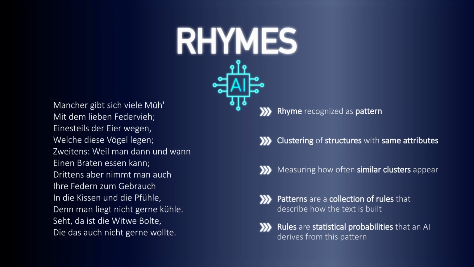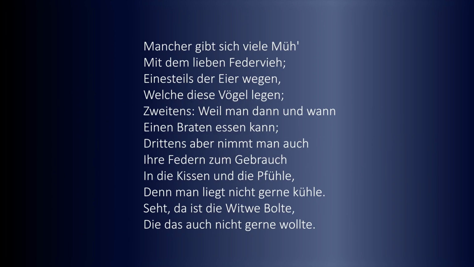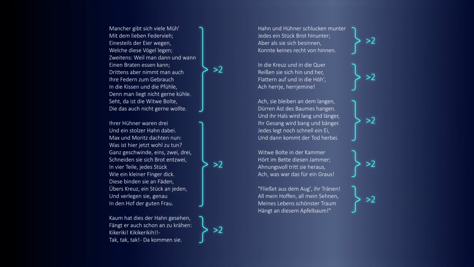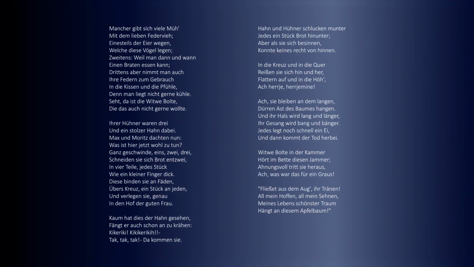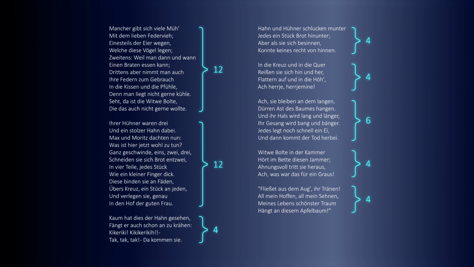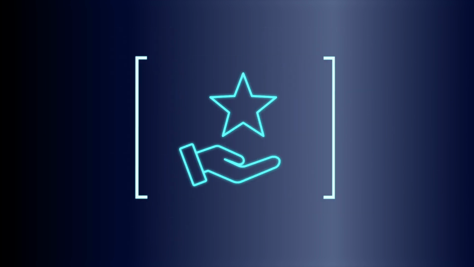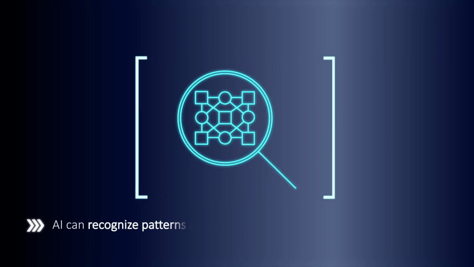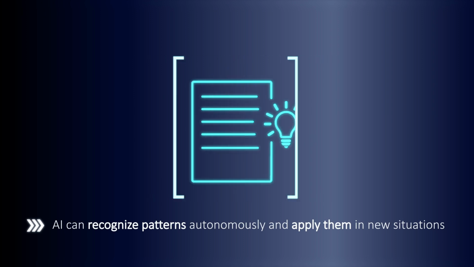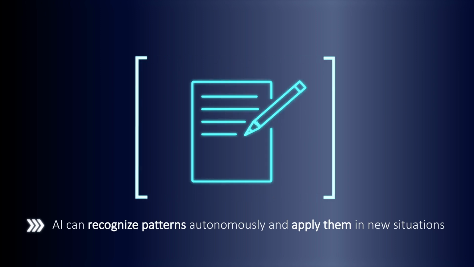The story of Max and Moritz has many patterns, such as each line starts with an uppercase letter. One stanza has at least 2 lines. One stanza has an even number of verses, and much more. This is one of the significant features of AI, the ability to recognize patterns autonomously and apply them in new situations. For example, to read and understand text, or generate new text by using trained patterns.